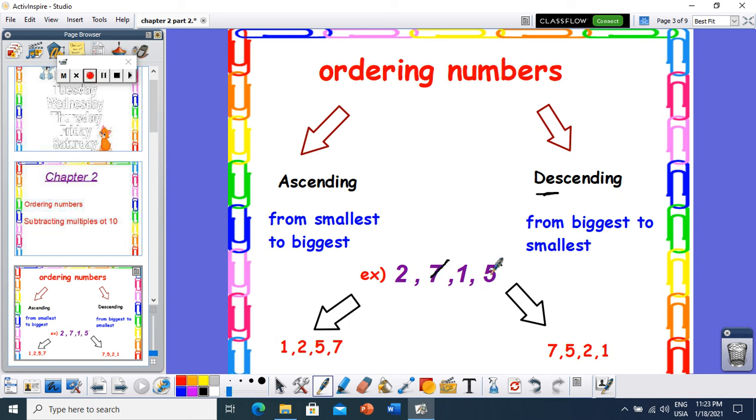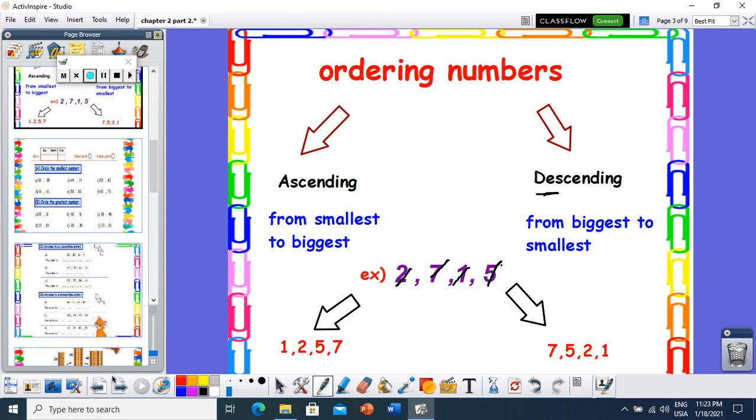Now which number is the bigger? 2, 1, 5. So the number 5 is the biggest. So I will write 5, then I will cross it out. 1 and 2. Which number is the biggest? 2. So I will write 2, then I will cross it out. Then finally I will write number 1.